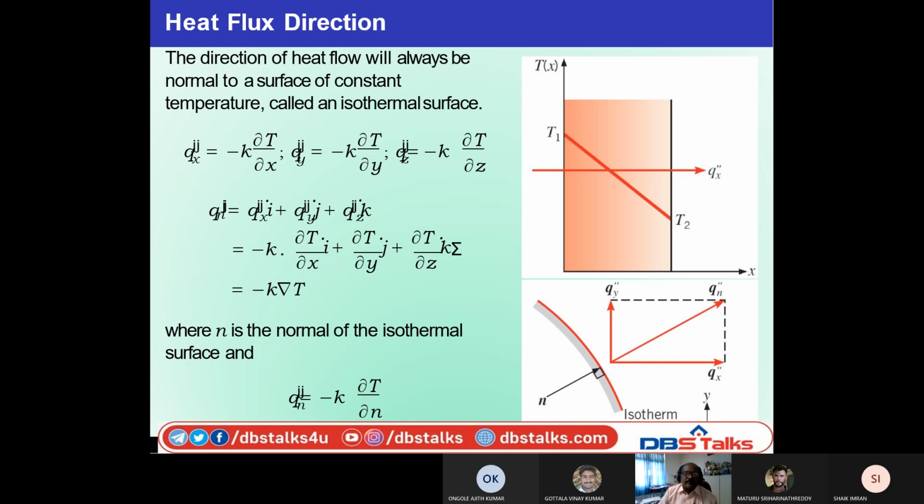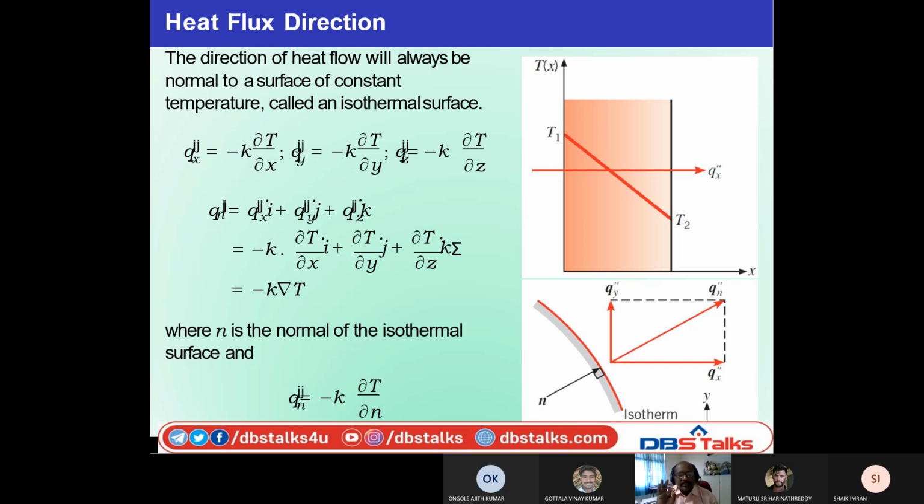Such constant temperature surfaces we call isothermal surfaces. The direction of heat flow is always perpendicular to these isothermal surfaces. So that is the direction of n, where Qn equals minus K into dou T by dou n. Dou T by dou n is the temperature gradient in the normal direction.